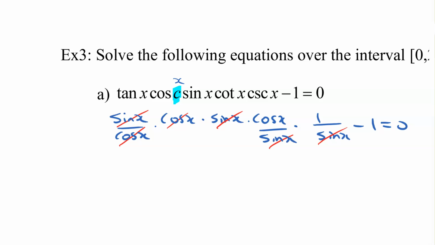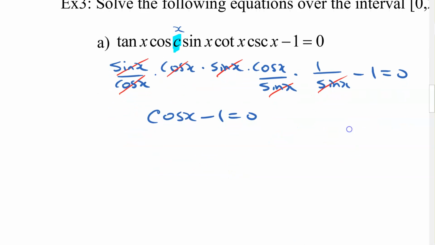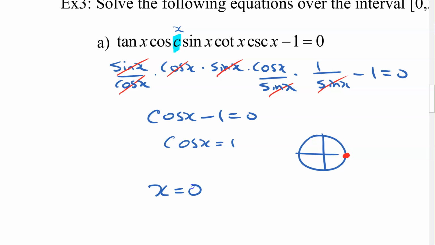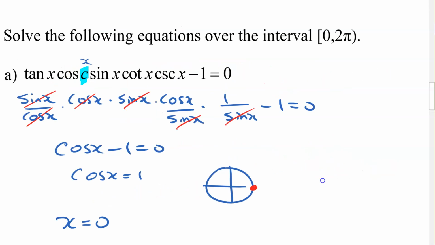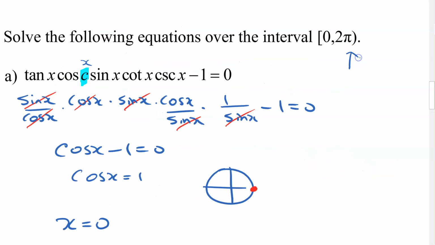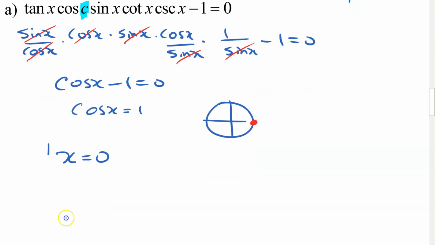So really all I'm left with here is to say that cos x minus 1 equals 0. That means that cos x has to be equal to 1. And when does that happen? That happens right here. So one example is when x is 0. I should go check. Nope, I can't include the 2 pi because it stops right there. So that would be my answer.